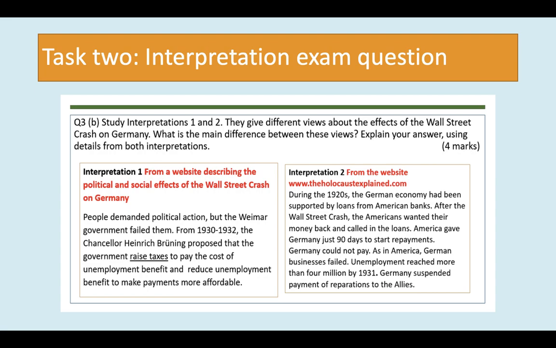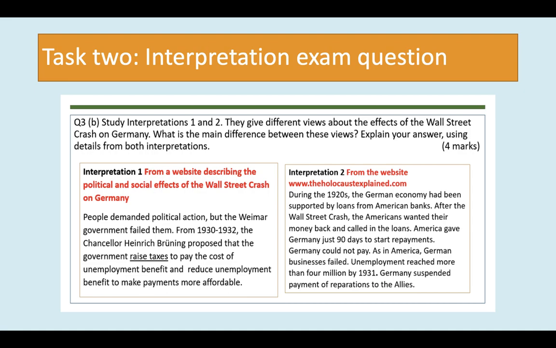Then we have interpretation 2, which is from the website www.theholocaustexplained.com, which says, during the 1920s, the German economy had been supported by loans from American banks. After the Wall Street crash, the Americans wanted their money back and called in the loans. America gave Germany just 90 days to start repayments. Germany could not pay. As in America, German businesses failed. Unemployment reached more than 4 million by 1931. Germany suspended payment of reparations to the Allies.